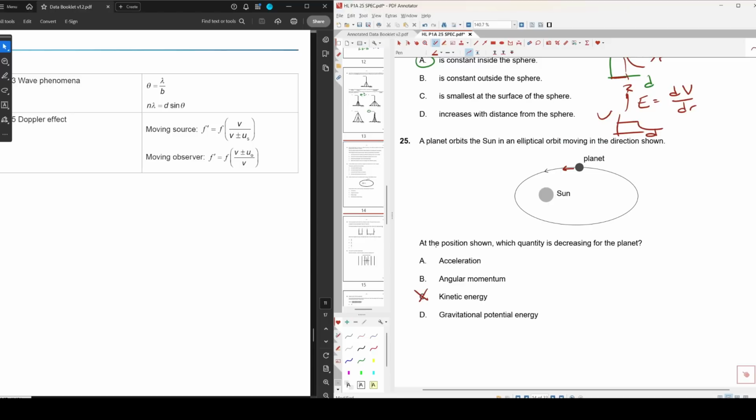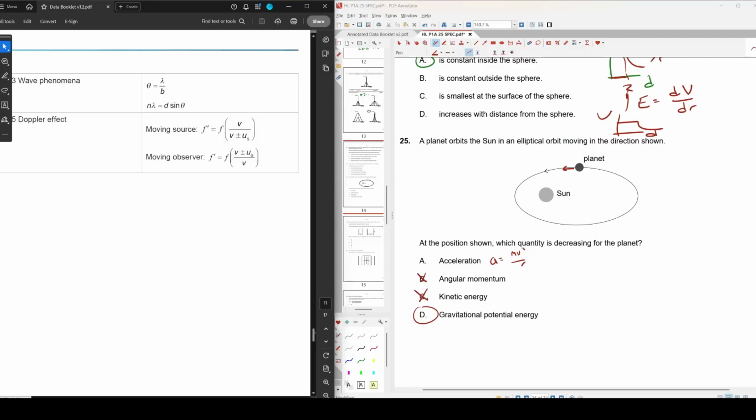It is going faster, so it has more angular momentum. The acceleration, maybe? It's one of these. The acceleration, not a perfect circle, but if it was, it'd be mv squared over r. R is decreasing. No, so the acceleration is getting bigger. Yeah, it's going to be D because of the negative thing.